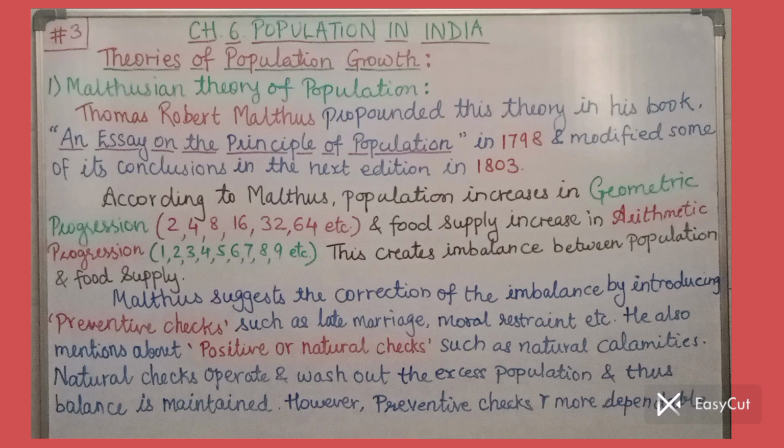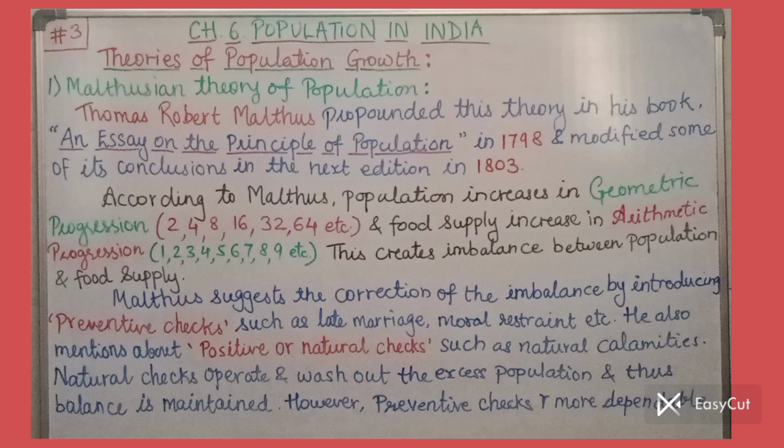So, in short, first I will tell you the gist, then we will see what to write for the answer. See, what Malthus explained is, according to him, the population increases in geometric proportion, whereas the food supply increase happens in arithmetic progression. So, that's why it creates imbalance. Now, let us see how it is. Let us start with the answer in detail.